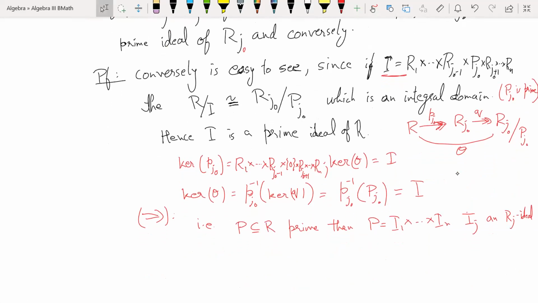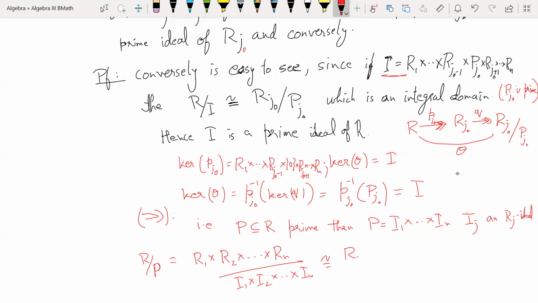So we know that R mod P is the same as R1 cross R2, I mean R, because R is this numerator and P is this denominator, I1 cross I2 cross In. So we could have used this as well, and this way to reduce R mod I is Rj naught mod Pj naught as well, instead of using the first isomorphism theorem.